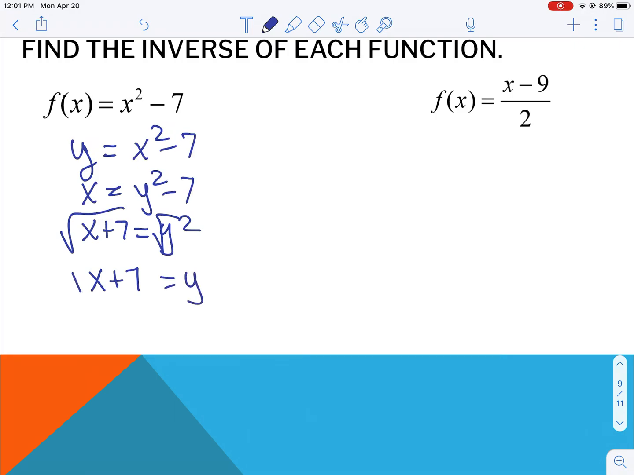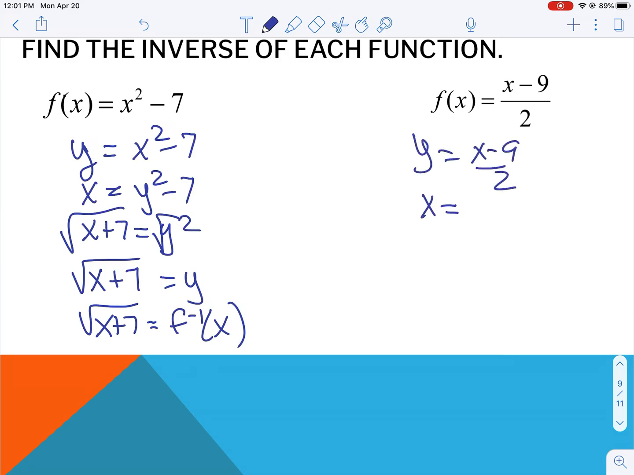Now, technically, when we square root this, we do get plus or minus, but if you do both plus and minus, then you're not going to get a function. So I'm only going to do the positive, okay, just to have a function.